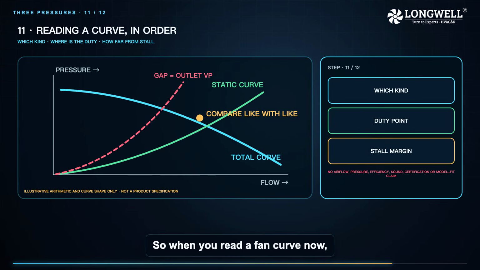So when you read a fan curve now, read it in this order. First, which pressure is plotted, total or static, and at what density? Second, where is your duty point, flow, and the pressure your system needs, in the same kind? Third, how far is the operating point from the curve's unstable region? 3 questions, and the curve has told you what it honestly can.